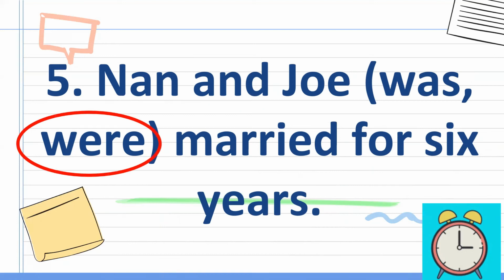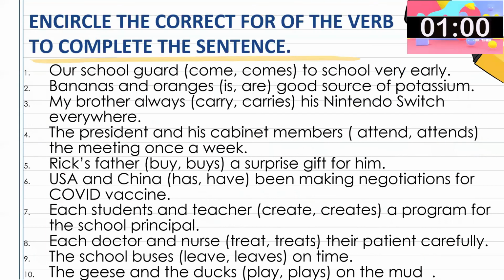Were you able to get all the 5 items correctly? If yes, very good. You then know how to differentiate between a compound subject with and, and a compound subject with and but preceded by each, every, any, a, or no. With that being said, let us put this into practice. Encircle the correct form of the verb to complete the sentence. Please be guided by the rules that we have mentioned earlier. If you are ready, let's get started with this activity.